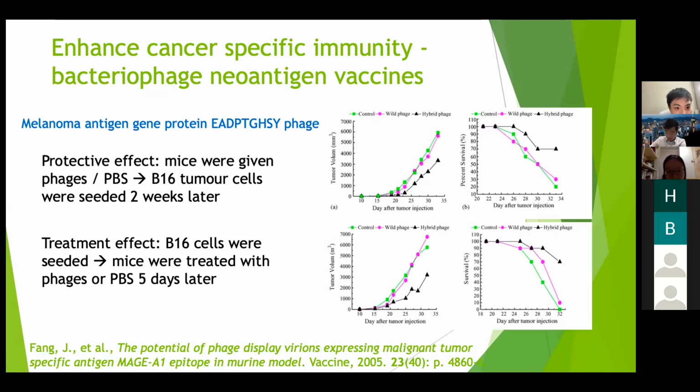Interestingly, both the wild type and the engineered phage can increase NK cell activities. And in both preventive and treatment experiments, the hybrid phage can induce a strong immune response, reduce tumor growth, and also improve the survival rate. Meanwhile, the splenocytes isolated from the mouse immunized by the fusion phage can also lyse B16 melanoma cells, demonstrating that the engineered phage can serve as a potential vaccine for immunotherapy.